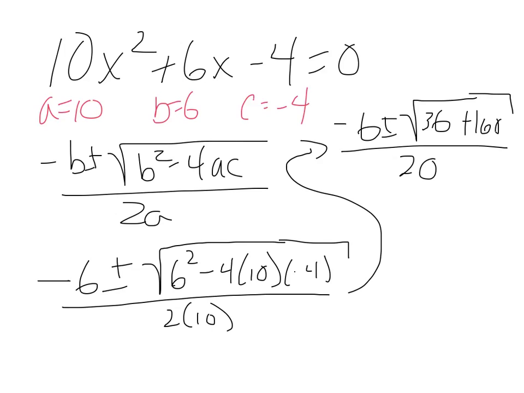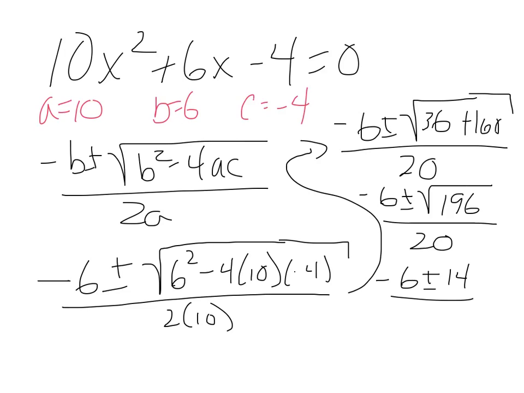Okay? Now this one's a different one than we've done before. So now we do this. It's negative 6 plus or minus. Add those two together. 36 plus 160 is 196 divided by 20. The square root of 196, I think it's 16, but let me check. That's 14, I was wrong. 14, okay? So we get negative 6 plus or minus 14 over 20.